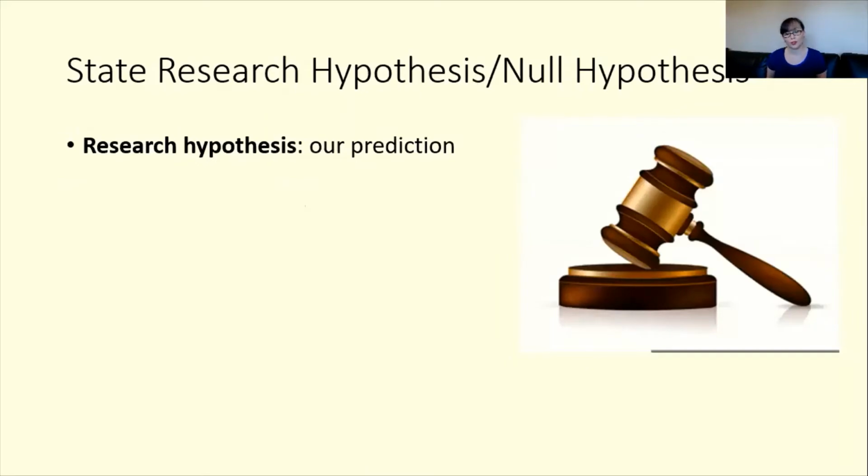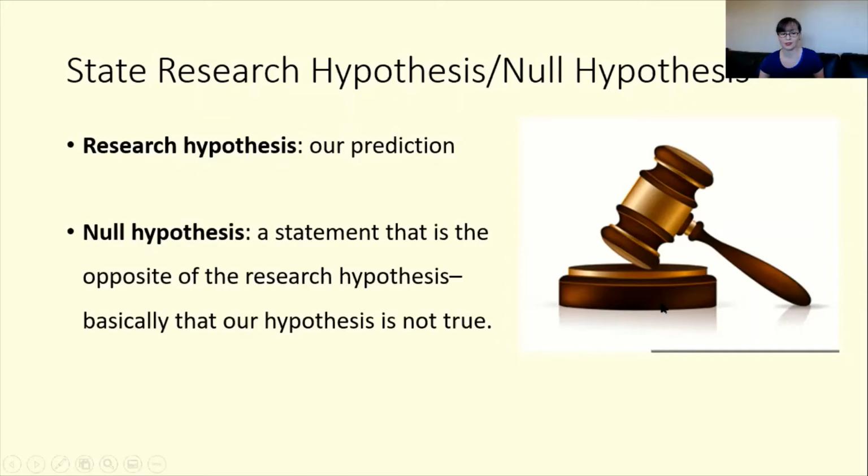When we think about our research hypothesis, this is the way we typically think about a hypothesis. This is our prediction. On the other hand, our null hypothesis is a statement that is the opposite of our research hypothesis. It basically says that our research hypothesis isn't true. It says that there's no effect. Whatever this comparison is that we're predicting, the null hypothesis says these things that we're comparing are going to be the same.